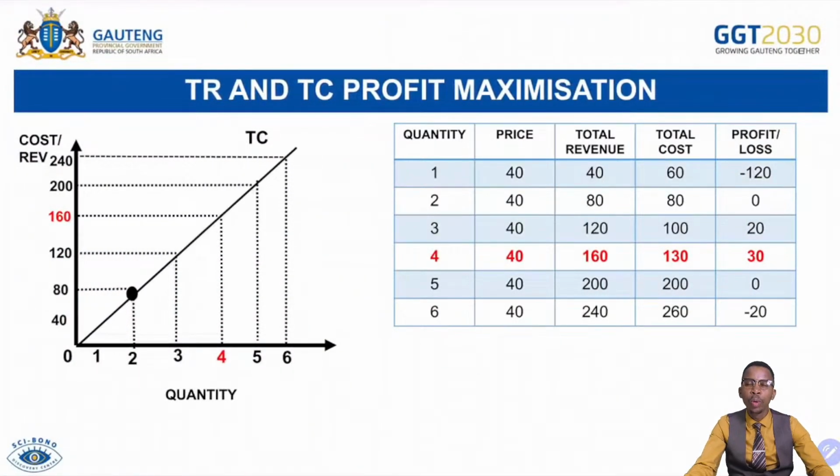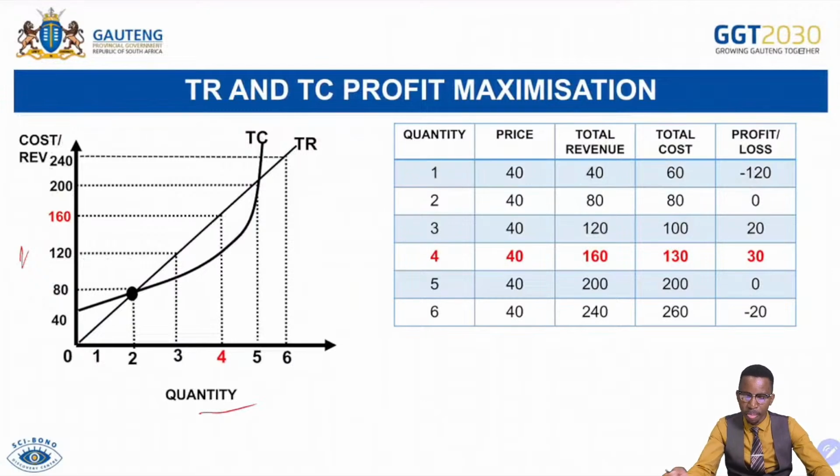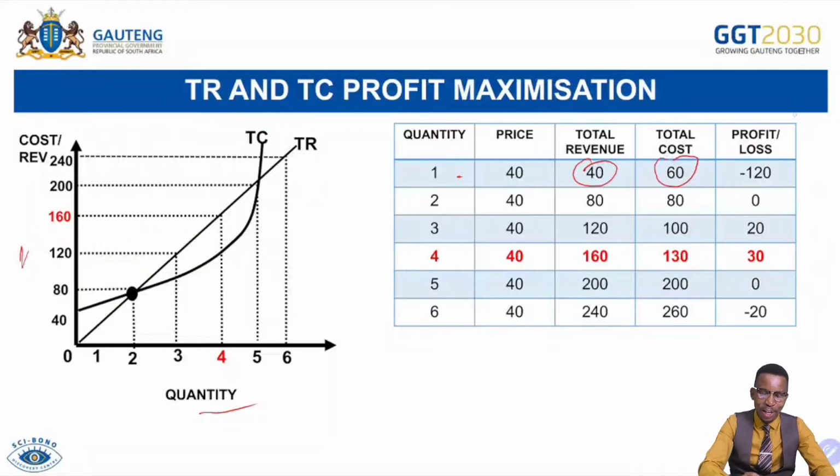Then we go to maximizing profit, or profit maximization, using total revenue and total cost. So let's check. Cost and revenues are on the vertical axis, and on the horizontal axis we have quantity. Then we are given the table here. At quantity 1, total revenue is equal to 40, and total cost is equal to 60. What is happening here in Q1?